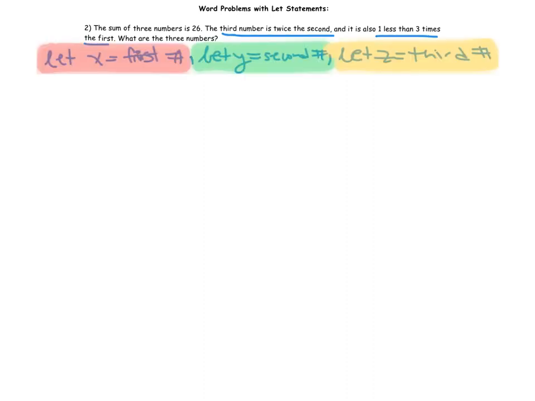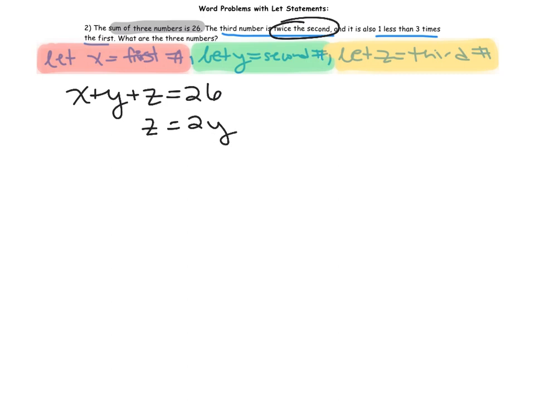So now let's come up with our first equation. We have the sum of three numbers is 26. So when I sum all three of these numbers, I'll get 26. So I have x plus y plus z is going to equal 26. We have the third number, so z is twice the second, so 2 times y. And we have the third number is also 1 less than 3 times the first. So we have 1 less than 3 times the first. Okay, so here are my three equations.